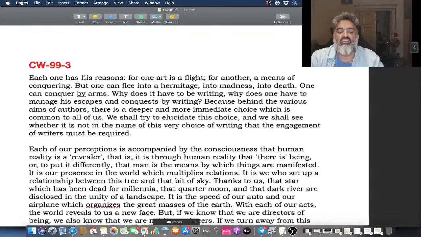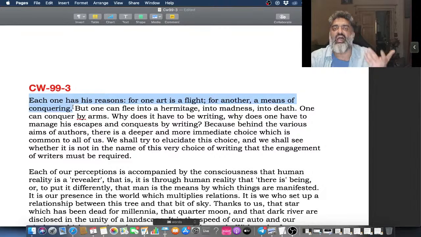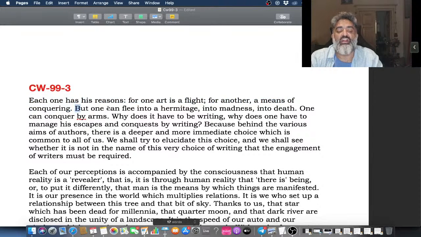So in the beginning of the paragraph, he says, each one has his reasons. For one, art is flight, for another, a means of conquering. So I'm getting into the reason for art. But one can, who can? The artist can flee into hermitage, into madness, blah, blah, blah. Why does it have to be writing? Why does one have to manage his escapes and conquests by writing?